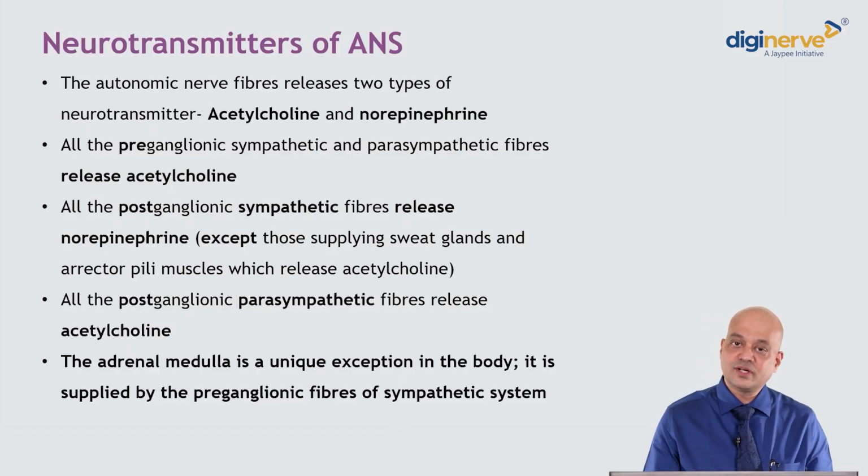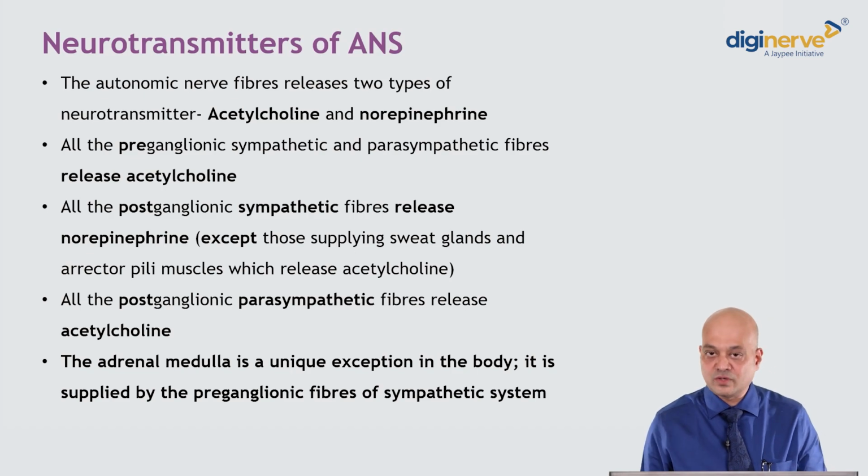Now we come to the neurotransmitters. So we've seen the entire network of the ANS so far. What about the neurotransmitters? There are two main ones, acetylcholine and norepinephrine. All the preganglionic ones release acetylcholine.